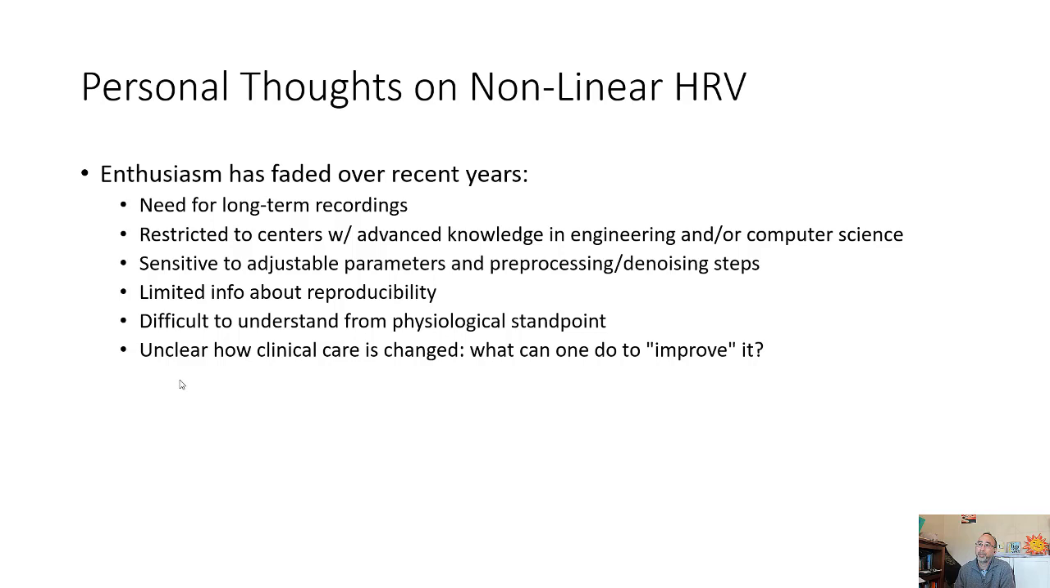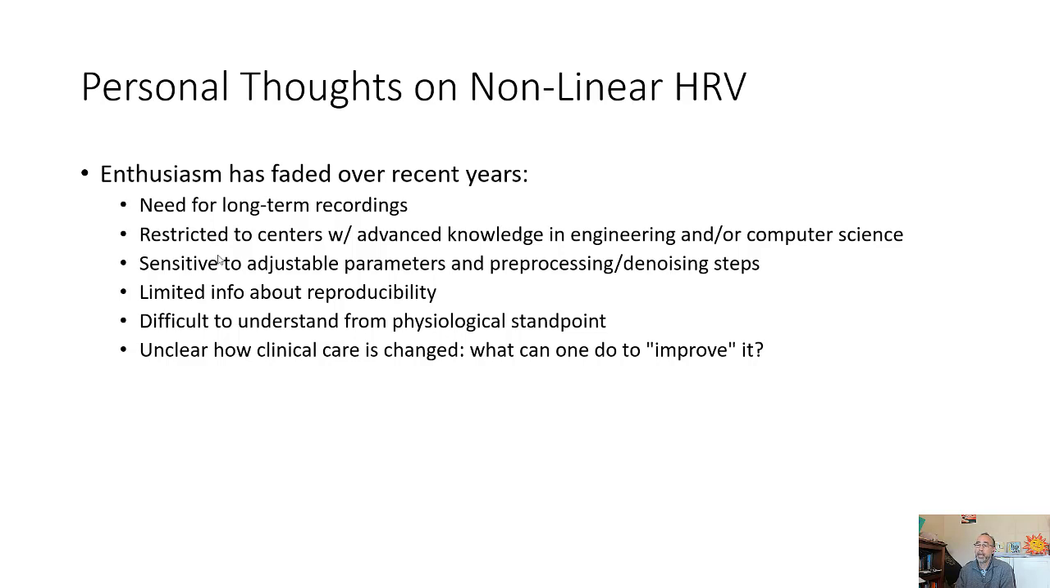Here are my personal thoughts on nonlinear heart rate variability. Enthusiasm, in truth, has faded over recent years, and there are a number of factors for that. First, you need long-term recordings, and if you remember for power loss 1/f slope, it specifically requires at least 24 hours of data, and that also remains true of DFA alpha 1.